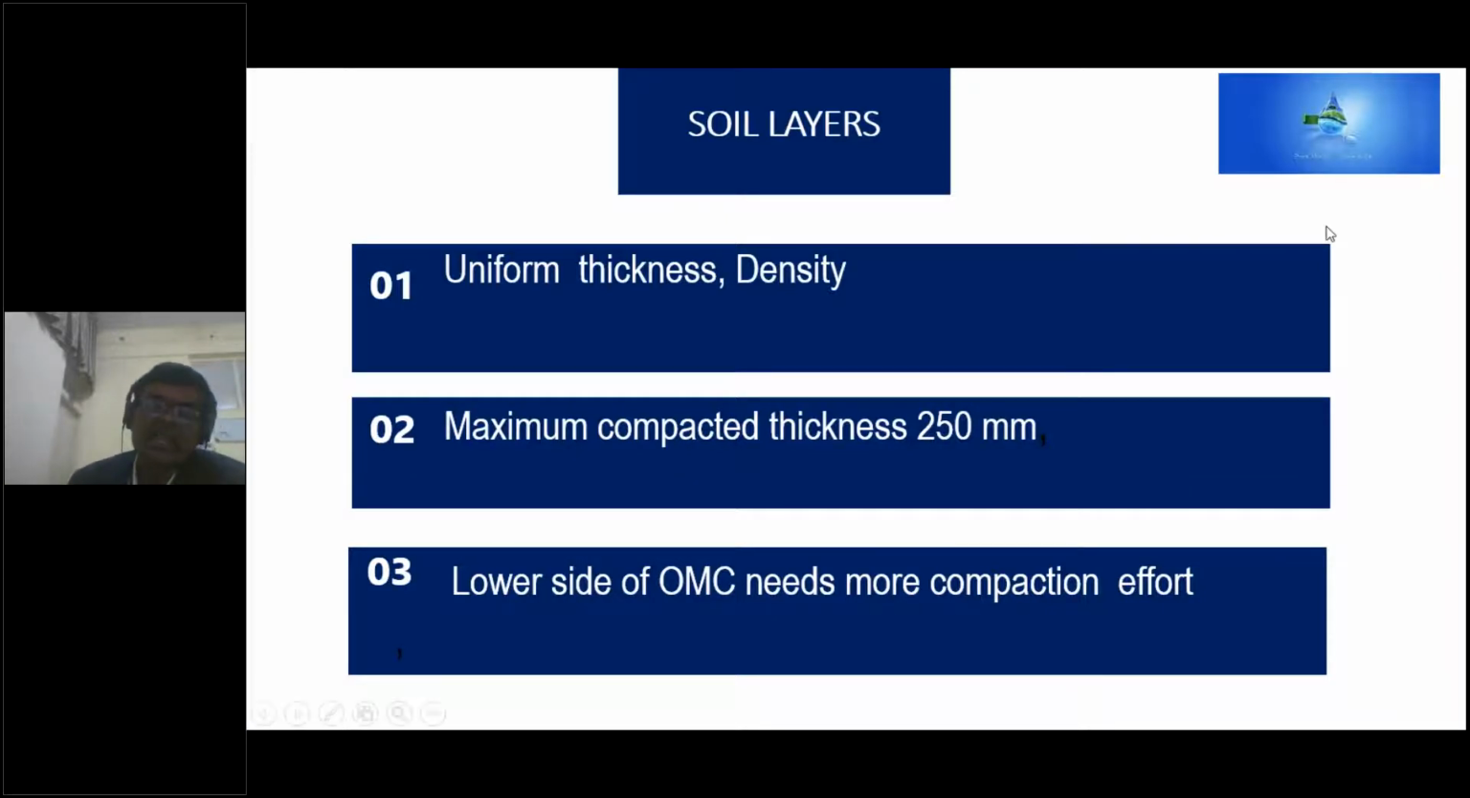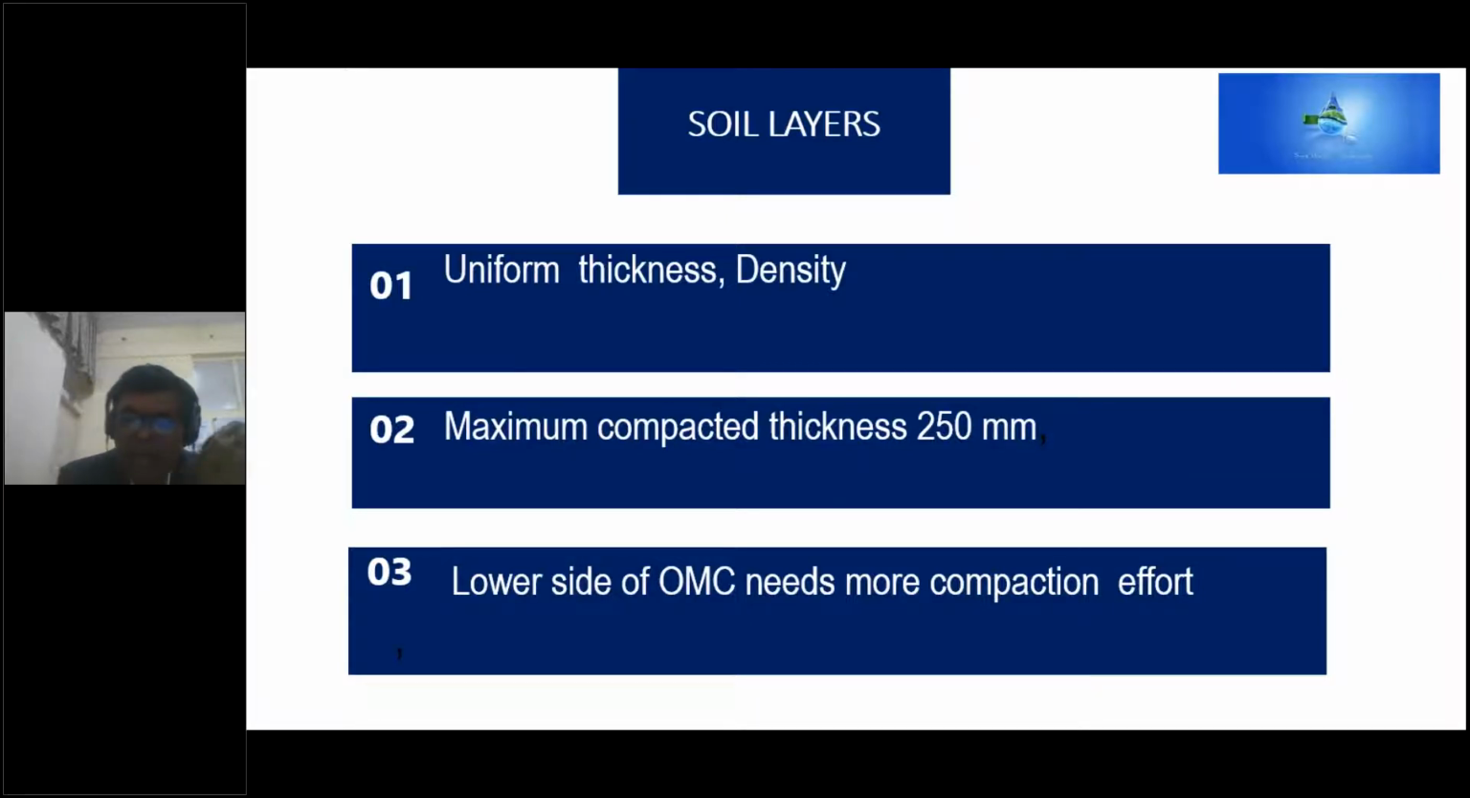So this is again a lapse in our construction. We sprinkle water, but we don't mix it. Some places the water content will be at OMC, some places it's below OMC, some places more than OMC. So we don't get uniform density, uniform performance of the layer.